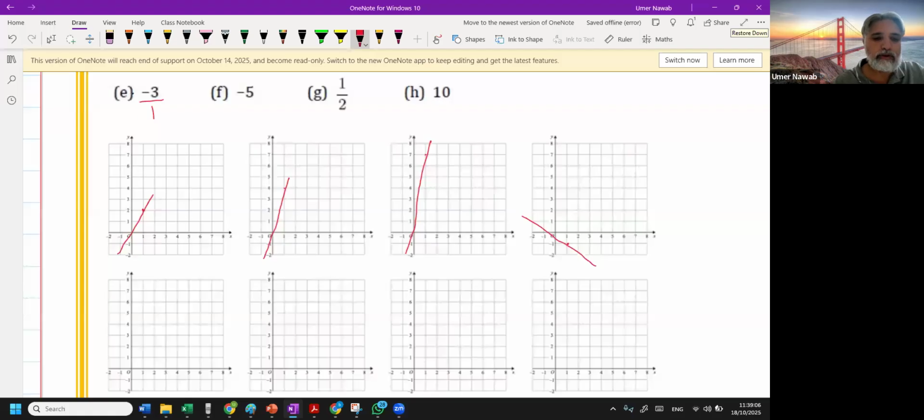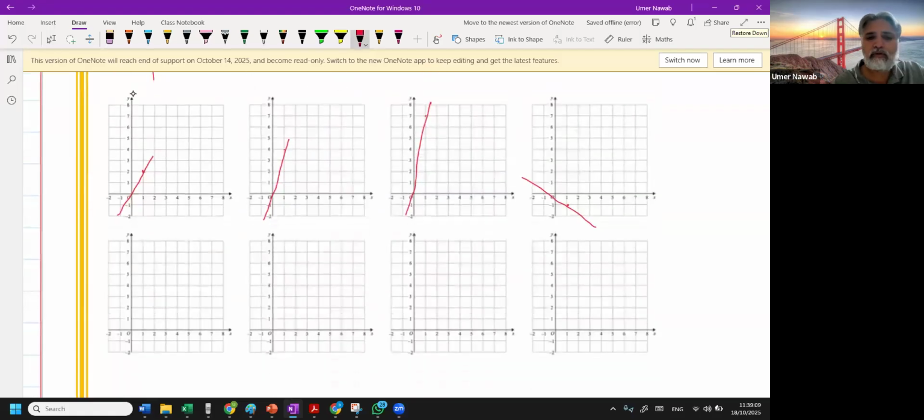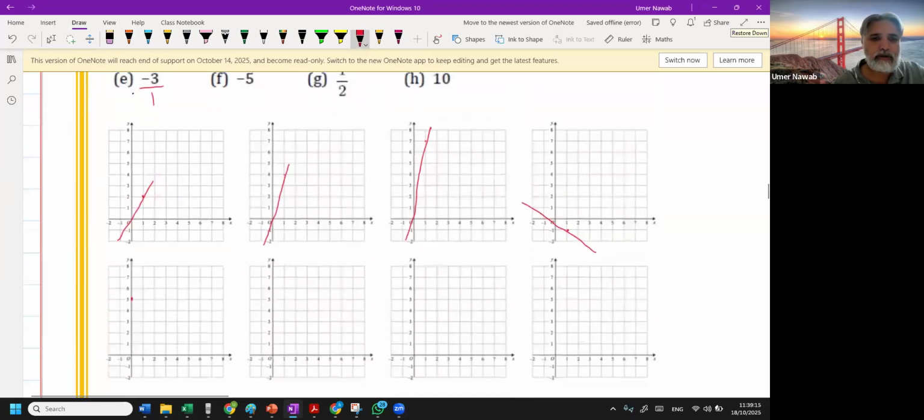-3/1. From the origin, go 3 units down. You can draw from anywhere, guys. For example, I'm starting at 5. So 3 units down and 1 unit to the right. So this is the line. You can draw anywhere because the y-intercept is not fixed.